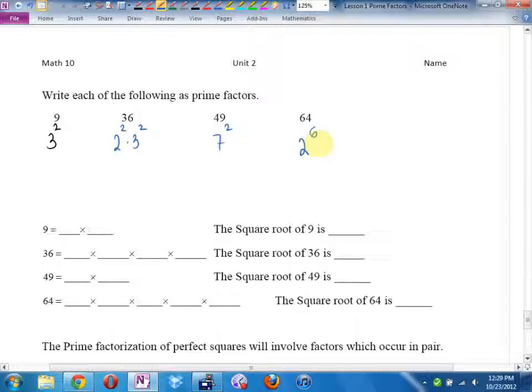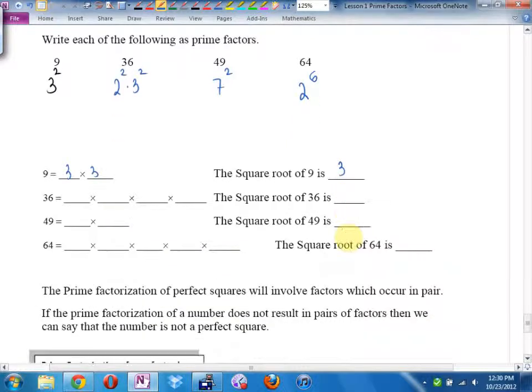So this equals 3 times 3. The square root of 9 is 3. This equals 2 times 2 times 3 times 3. And you can see there's pairs of 2s, another pair, a pair of 3s. 2 times 3 is 6. This is 7 times 7. Square root of 49 is 7.